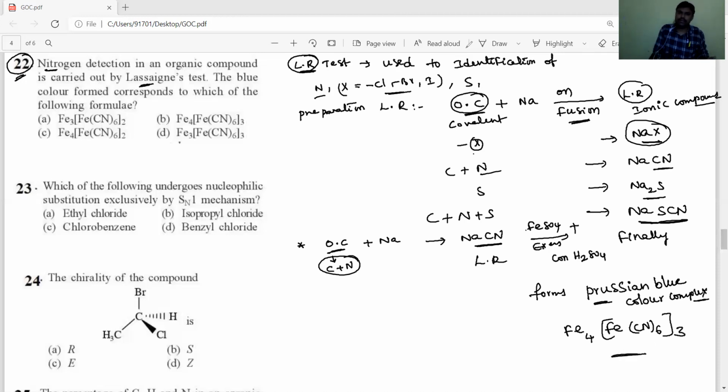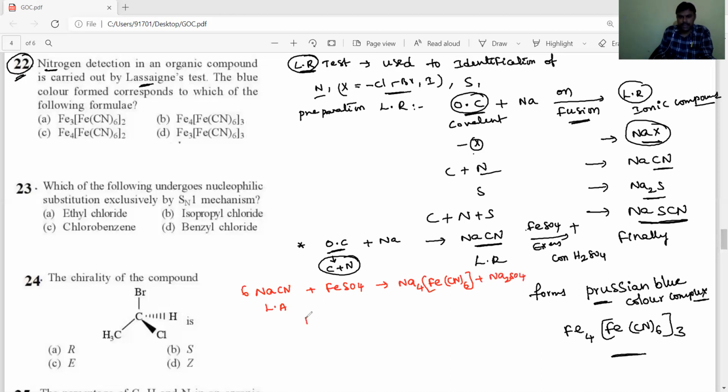Now let's listen how this compound is forming. First, this sodium cyanide, the Lassaigne's reagent, reacts with ferrous sulfate and forms Na4[Fe(CN)6] complex, plus Na2SO4.